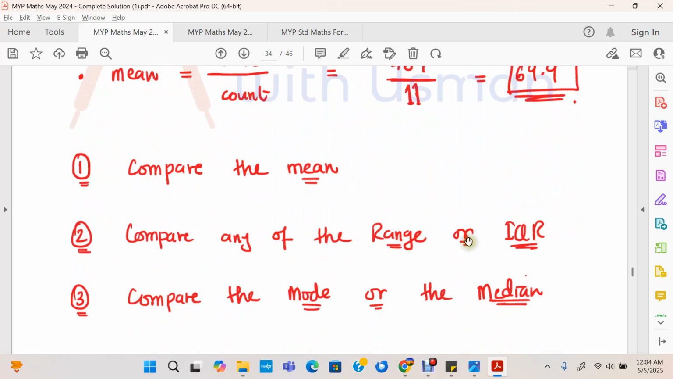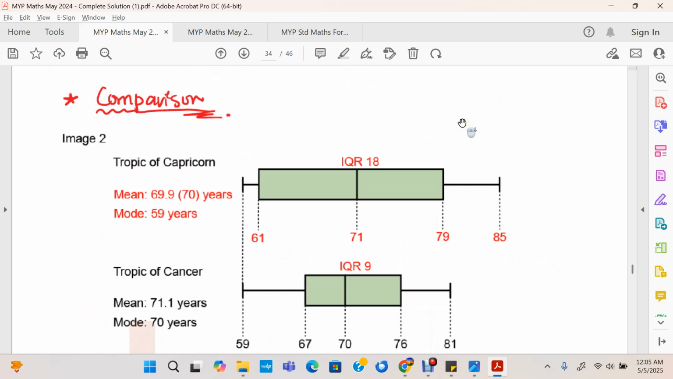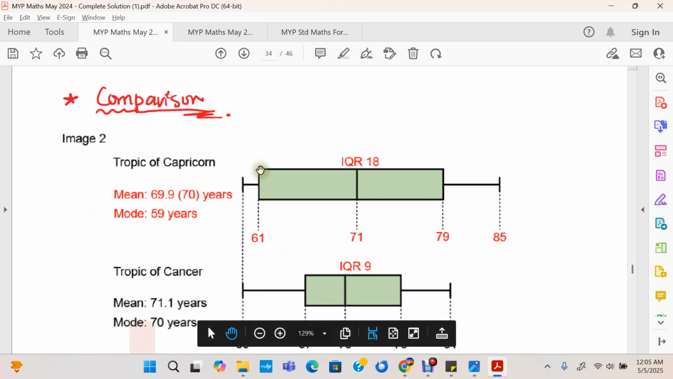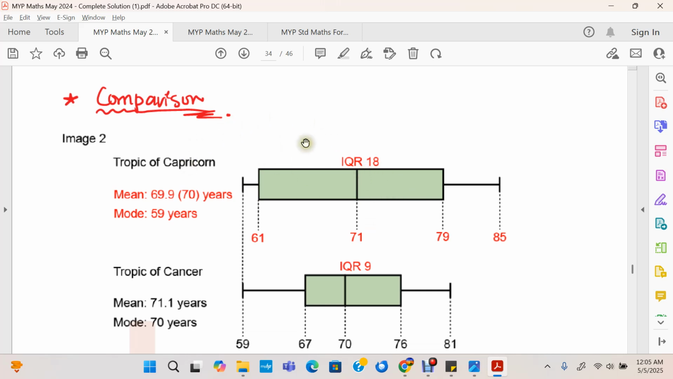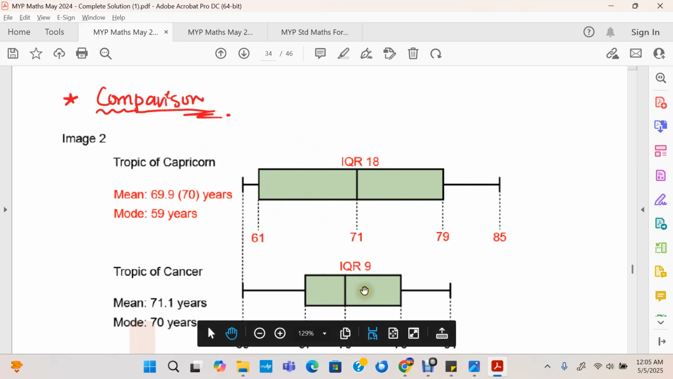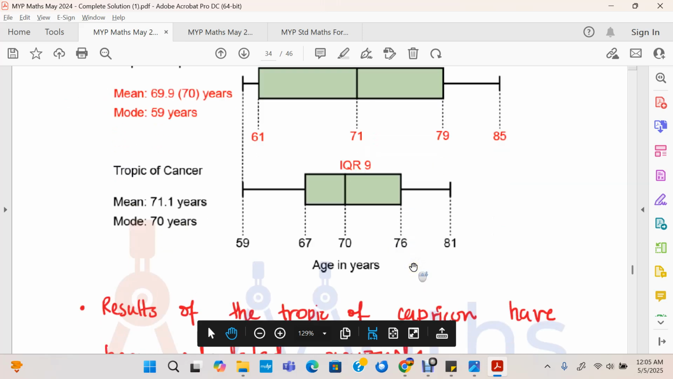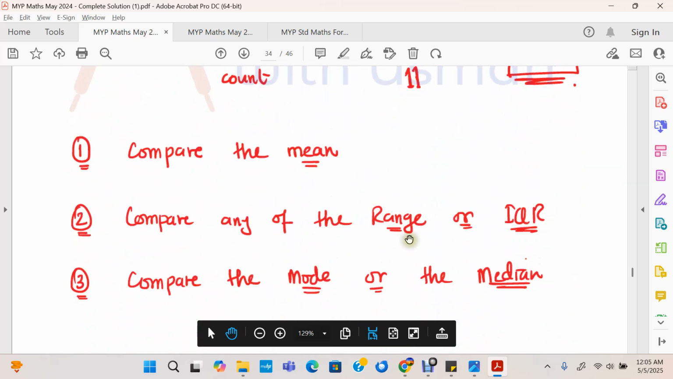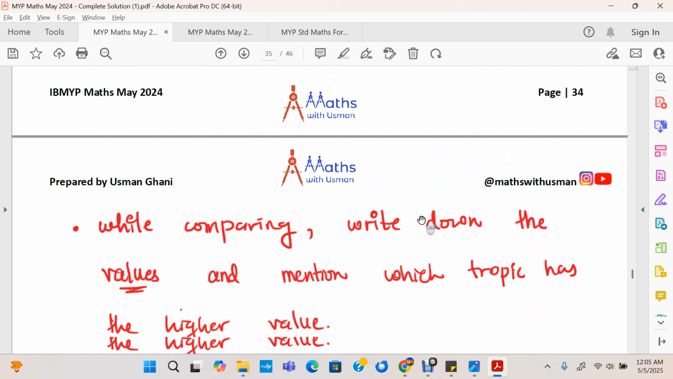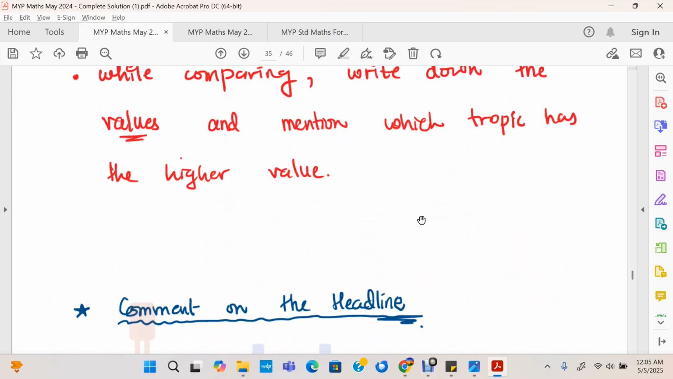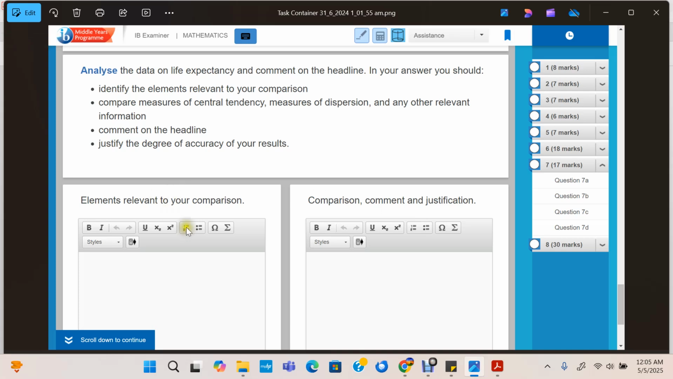And for the range and IQR, when you say that the IQR for the Tropic of Capricorn is higher than Cancer, it means that the spread of life expectancies between countries in the Tropic of Capricorn is larger than the spread of life expectancy in the Tropic of Cancer. That is what you say, and copy paste that sentence for the range also. That's it. Easy. Last bullet point, as we expected. Sorry, second last.